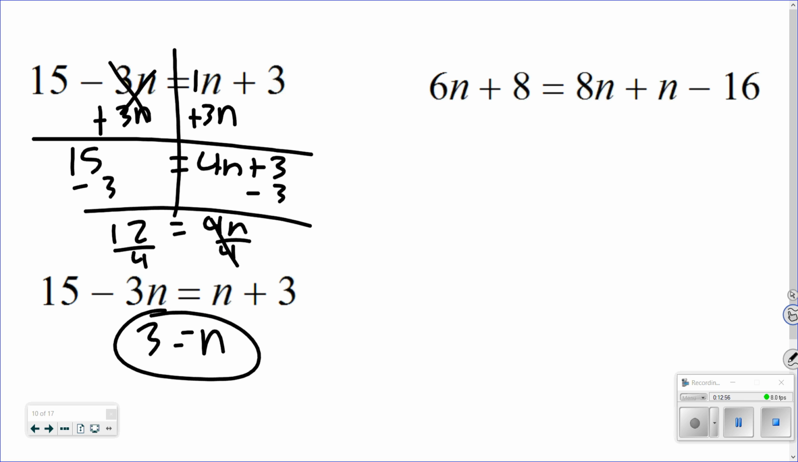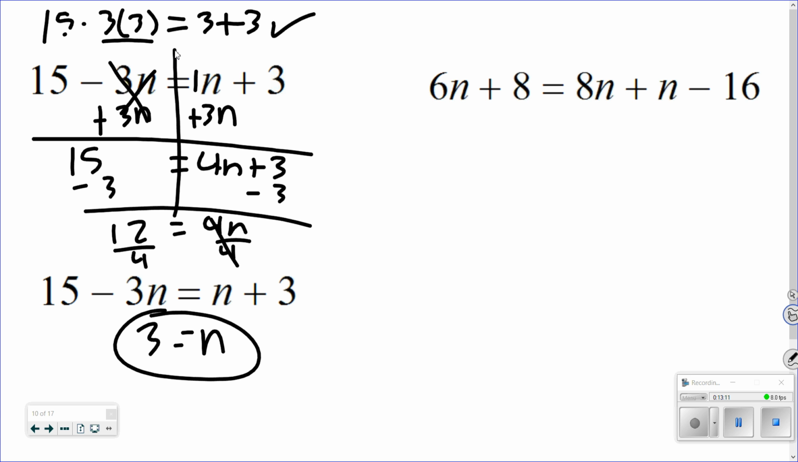Let's plug it in and try it. I get 15 minus 3 times 3. Does that equal 3 plus 3? Well, 3 times 3 is 9. 15 minus 9 is 6. 3 plus 3 is 6. Hey, it checks off. We got the right answer.